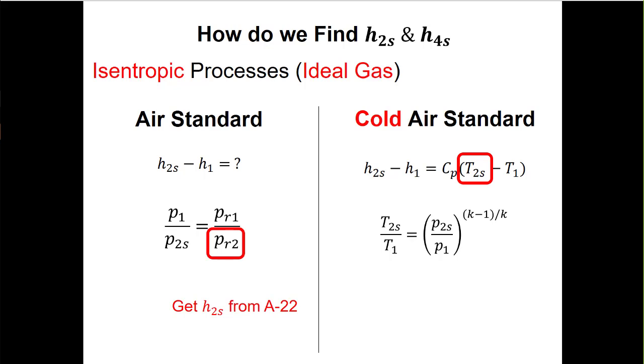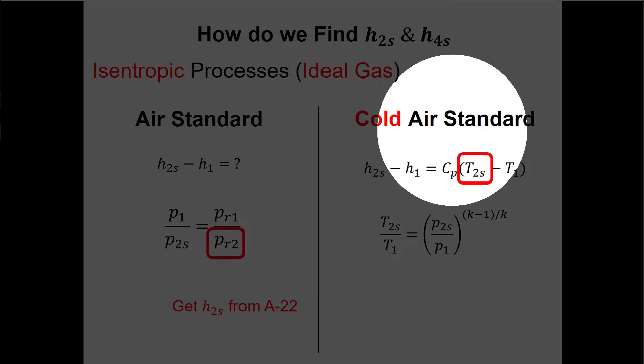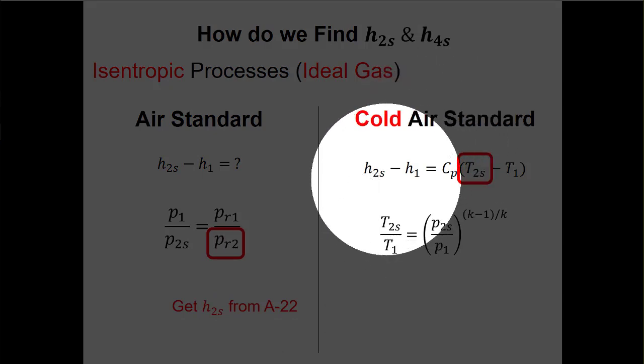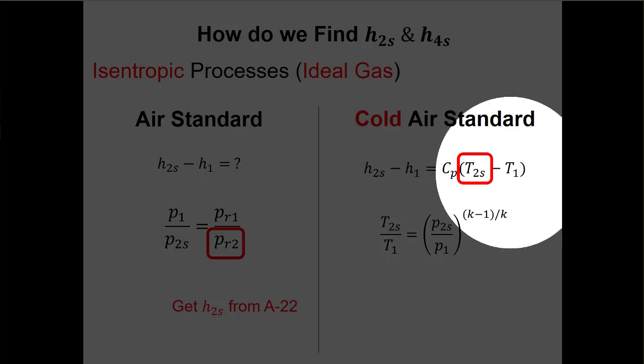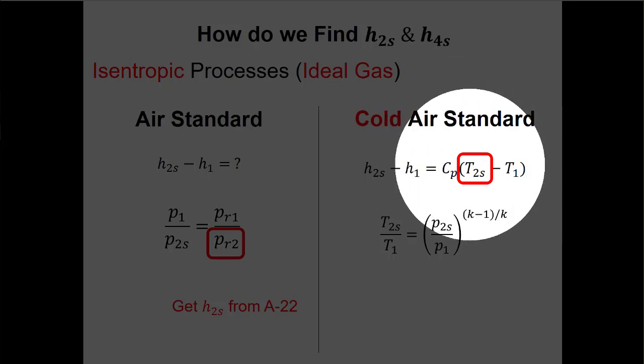So we still need to know where the isentropic processes are, right? The difference with cold air standard, or constant specific heat, is that we never have to find the individual values of the enthalpy. Everywhere we have delta h, we're going to substitute Cp times delta T, right? And typically, for a compressor or a pump, we'll know the inlet but not the outlet, right?